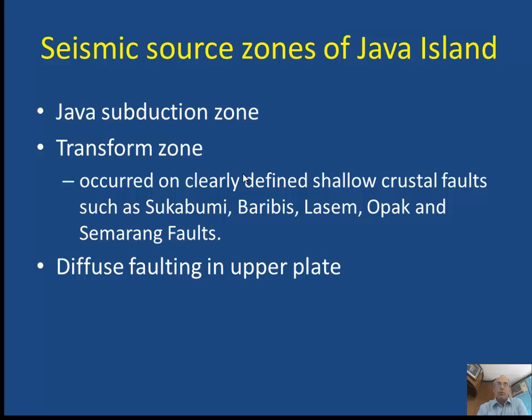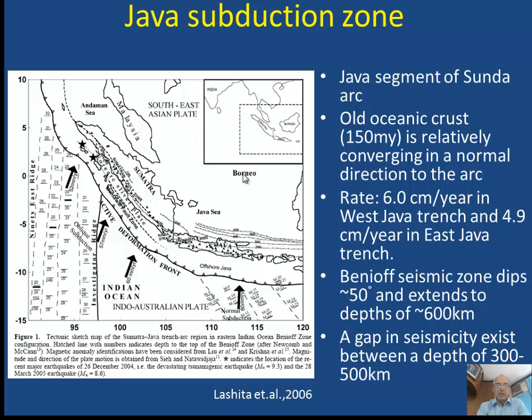So in terms of seismic sources for Java, we've already mentioned some, but we have the subduction zone itself, and then the upper plate deformation, including this transform zone, which comes through this area, but I guess there's still a lot of debate about exactly what's going on and how coherent the transform system of Java may be. Here we see the 6 to 7 millimeters a year subduction of 150 million year old ocean crust, which is pretty old. That means it's going to be pretty heavy and negatively buoyant, so it should go down easily.